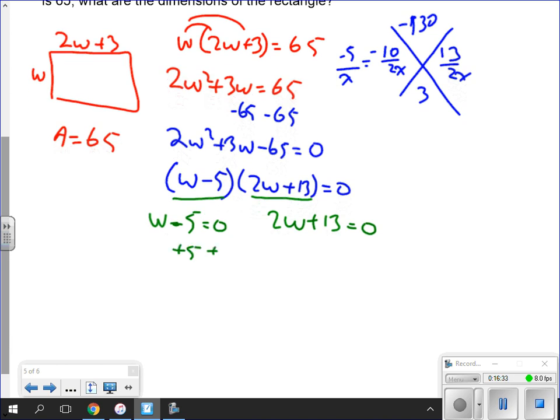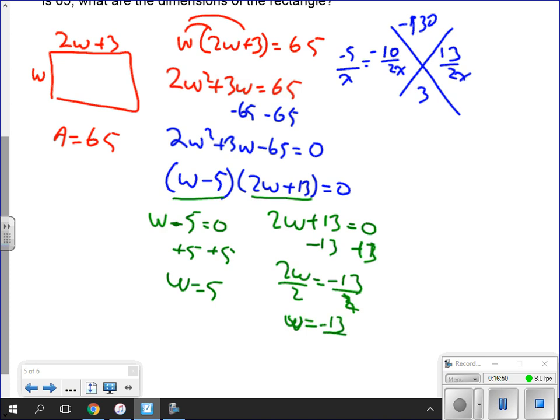I add 5 to both sides. W equals 5. Subtract 13. 2w equals negative 13. Divide by 2. W equals negative 13 over 2. So these are my two answers, this one and this one.